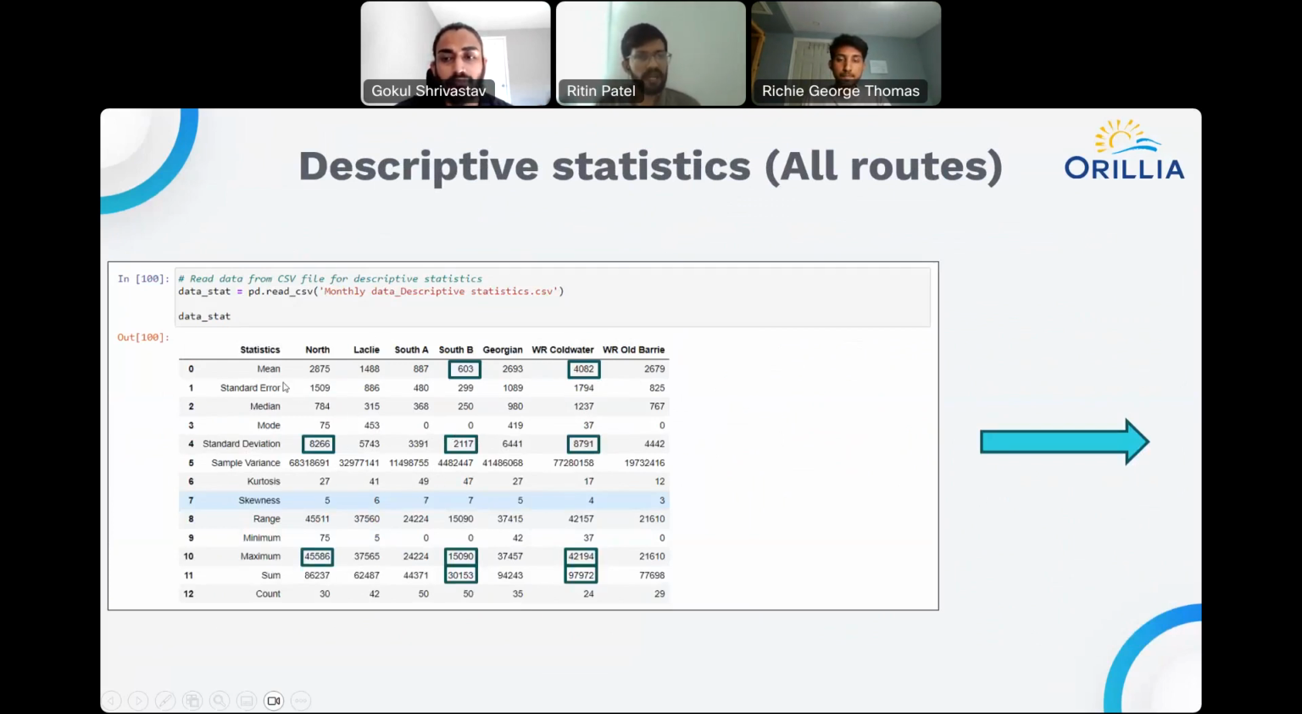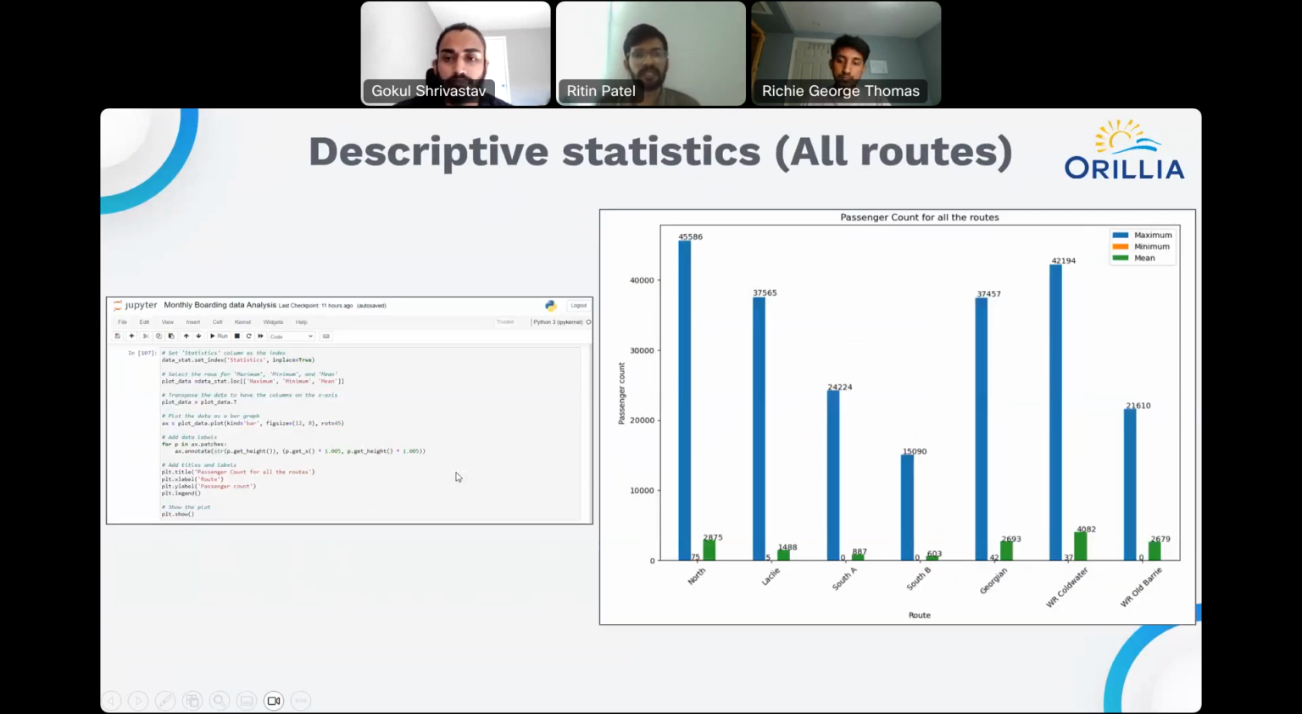As you can see, the mean people count is more for Westridge via Cold Water and less for South B. Even the maximum value is higher for Westridge via Cold Water and North route and least for South B. And the total boarding, the total count, is also more for Westridge Cold Water and less for South B. And if you see the standard deviation, variability is higher for North and Westridge via Cold Water, but less for South B. So you can tell Westridge via Cold Water and North are not that consistent, but South B is consistent in terms of use.